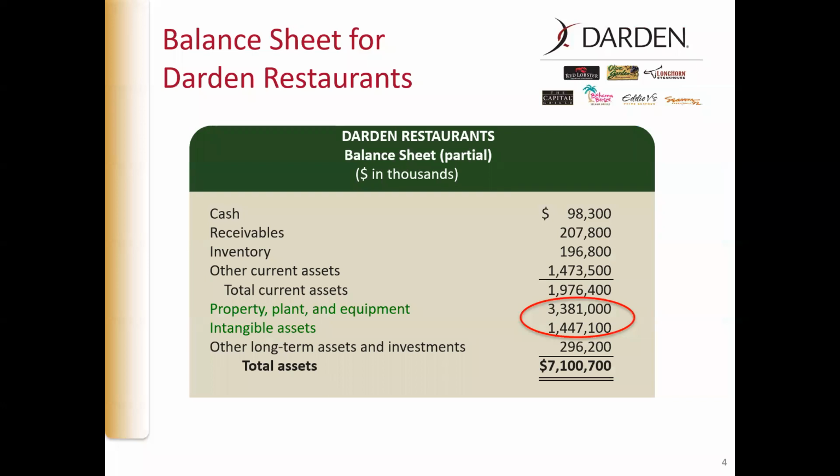As you see in this slide, Darden Restaurants, which has a lot of different places: Olive Garden, Red Lobster, Capital Grill, Longhorn Steakhouse. Those are the ones I know of. They've got a couple others, but I'm not familiar with them. You see their long-term assets sitting on the balance sheet, and you see the property, plant, and equipment is significant, but even their intangible assets are pretty significant on this slide.